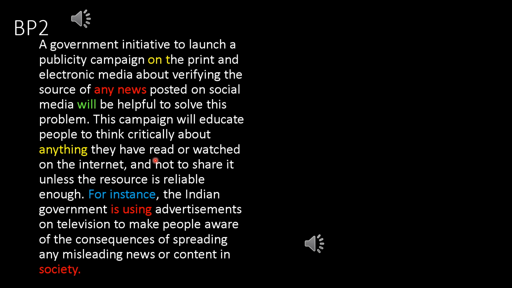The Indian government is using, oh, right now. Oh, okay, well, what's all this will stuff then? Okay, so in misleading news or content in society. I thought it was on the internet.